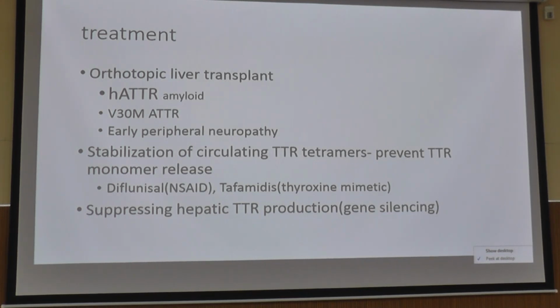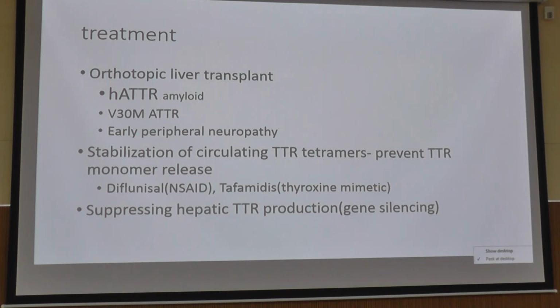So treatment: orthotopic liver transplant has to be done. It is useful only in certain patients who have a mutation such as V30M TTR, but otherwise not useful, and very useful only in the early periods. Then you go for stabilization of the circulating TTR tetramers. They prevent tetramer-to-monomer release. I told you earlier that the monomer is the one which is the most toxic. Some drugs like diflunisal and a newer drug, a thyroxine mimetic, have been found useful in stabilizing these TTR tetramers.